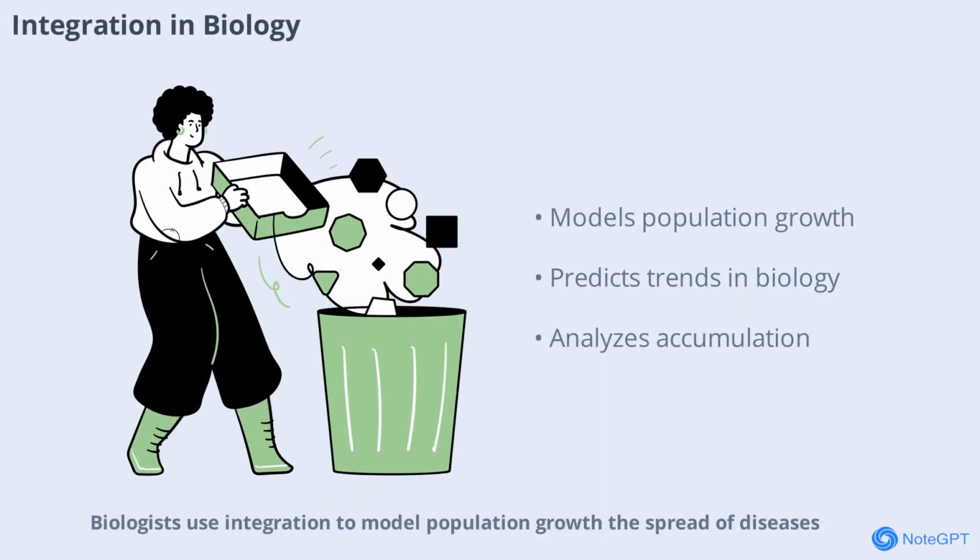Biologists use integration to model population growth, the spread of diseases, and the accumulation of substances in organisms. By integrating rate functions, scientists can predict future trends and understand how biological systems change over time. This demonstrates the broad impact of integration across scientific disciplines.